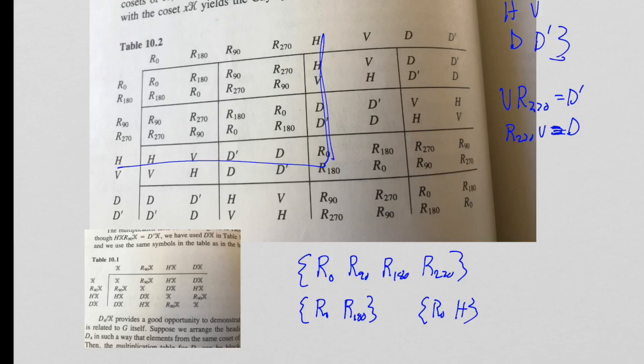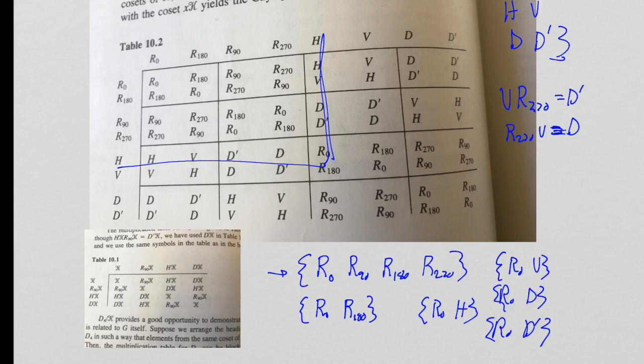But then again, you have a subgroup for each of the flips, right? R0V is going to be a subgroup, R0D is going to be a subgroup, and R0D prime is going to be a subgroup. So you got a lot of little subgroups in here. One is pretty large. What about just the flips among themselves, right? For example, H and V, right? I wonder if that'll work.